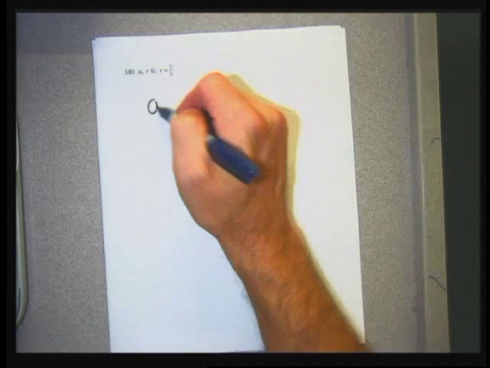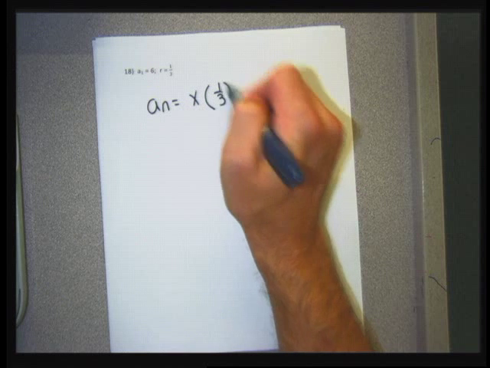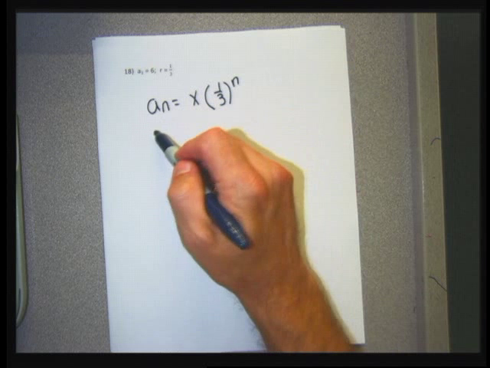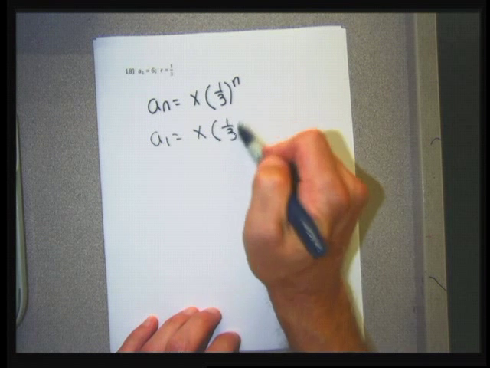For 18, I'm going to go a sub n equals x times 1/3 to the n power. Plug in 1 for n, get a sub 1 equals x times 1/3 to the first power.